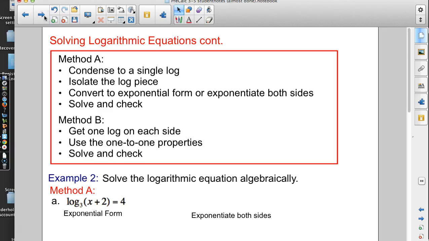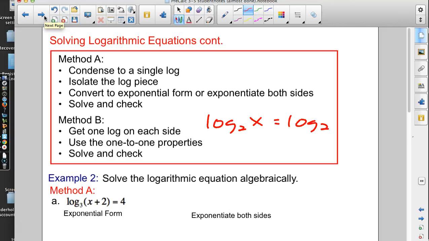So, when solving logarithmic equations, method A, the good old one from Algebra 2: condense to a single logarithm, isolate the logarithm piece, convert to exponential form, or exponentiate both sides. That's the snail shell there, and solve and check. That's what we've done in the past. Method B, get 1 log on each side, and then use one-to-one properties, which means I don't want to use a special one.